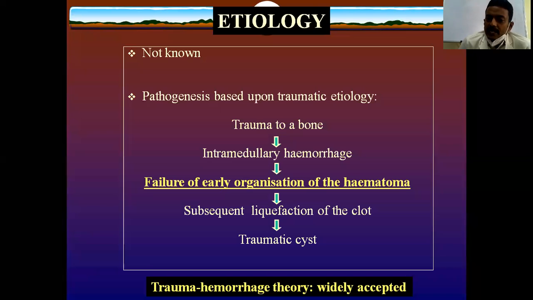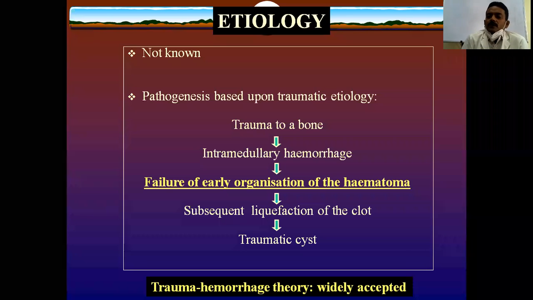Etiology. The etiology is unknown, but the most common associated factor is trauma to the bone. Any type of trauma, either due to a fall or an injury, causes trauma to the bone and leads to intramedullary hemorrhage, which further leads to failure of early organization of the hematoma and subsequent liquefaction of the clot. Ultimately, it leads to traumatic cyst formation.